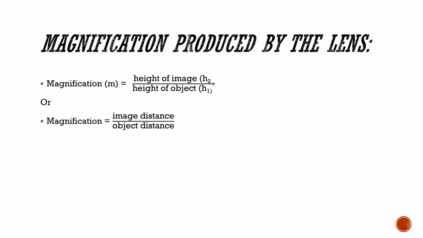Magnification produced by the lens can be found by dividing the height of the image by the height of the object, or dividing the image distance by the object distance.